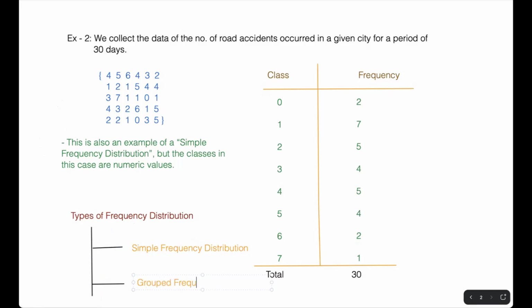grouped frequency distribution, okay? So for the case of a grouped frequency distribution, these classes are intervals or ranges of values. Okay, and they are typically numerical values or numerical data, right? So we'll take an example in the next video of a grouped frequency distribution, and we'll discuss in detailed steps how to construct a grouped frequency distribution. So I'll see you guys in the next video.